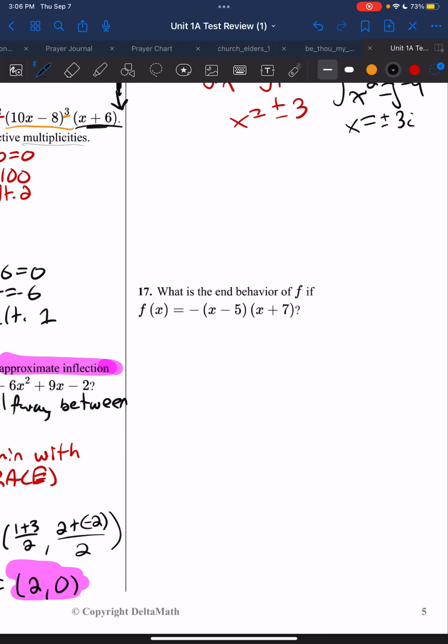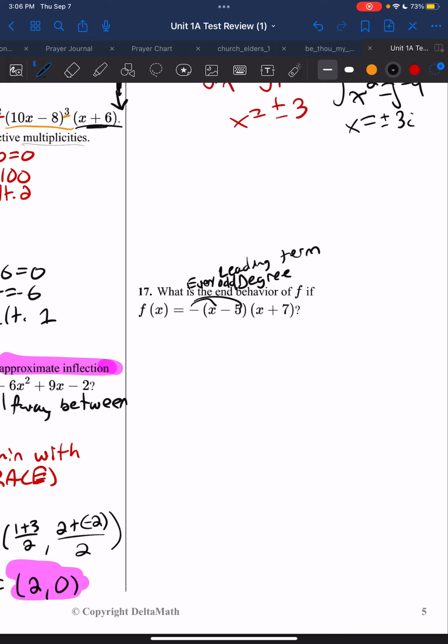So it says, what is the end behavior if I have a function here? And with end behavior, we need to know if its leading term is positive or negative. So we need to know the leading term and the degree. Like, is the degree even or odd? So to do this, let's just go ahead and multiply these out.